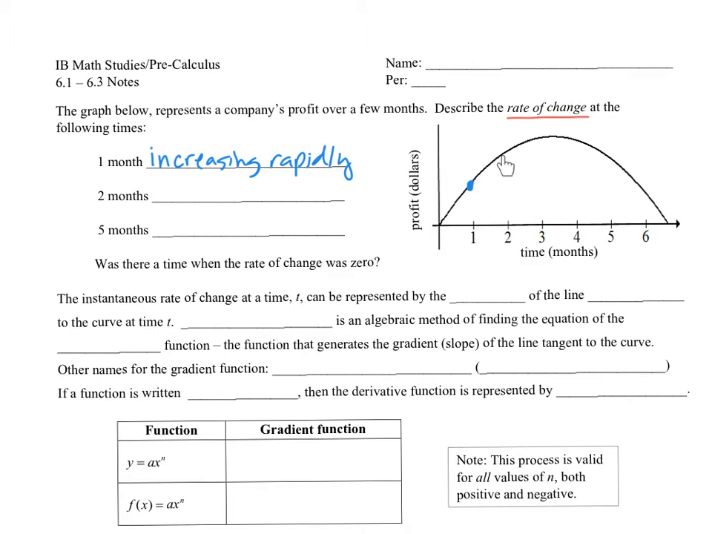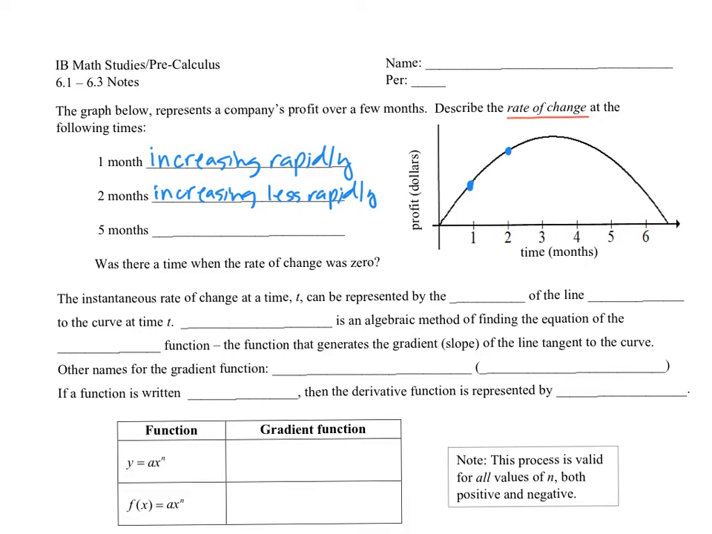Okay, now let's take a look at what's happening at 2 months. So at 2 months, let me put a point there, we can see that the profit of the company is still increasing, but it looks like at this point it's not increasing as rapidly as it was at 1 month. So we're just going to describe that by saying that profit is increasing, but increasing less rapidly than it was at 1 month.